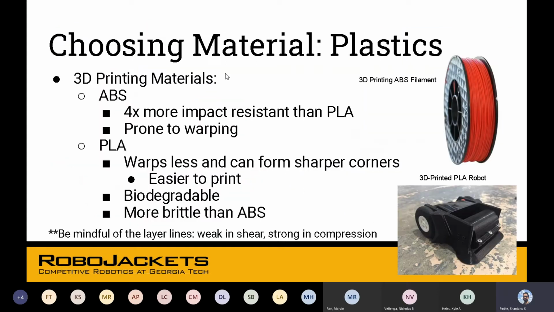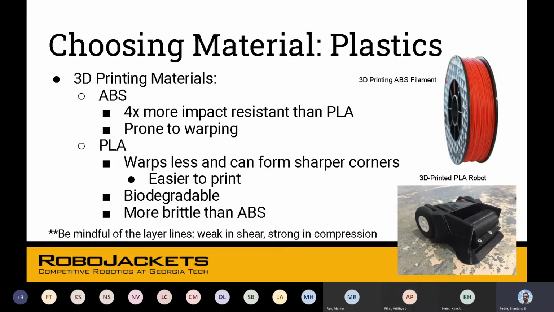So choosing plastics is different than choosing a metal. Can anyone think of why you would want to use a plastic over metal? Weight. Weight, okay, that's good. Plastic is generally a lot lighter than metal. Anyone else? Maybe you'd model something or try out a design before you actually create the part you want to. Like prototype.